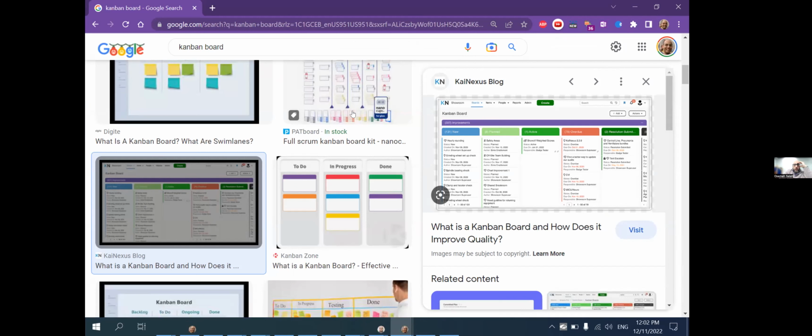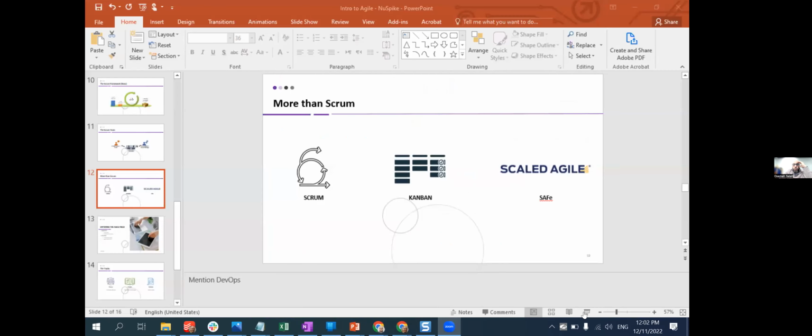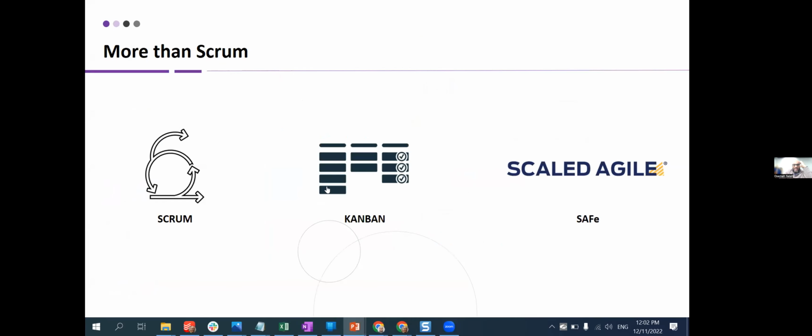And when people do Scrum, they cannot live without a Kanban board. Right. Does this answer your question? Yes, it does. Okay, excellent.